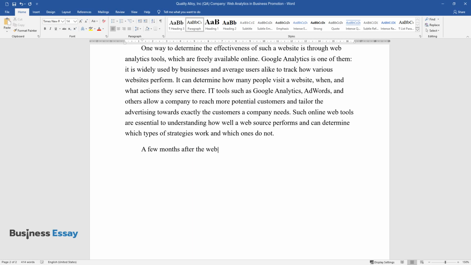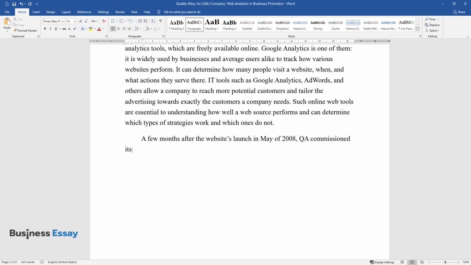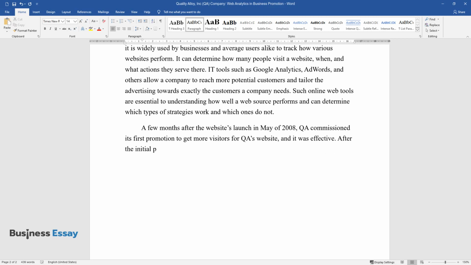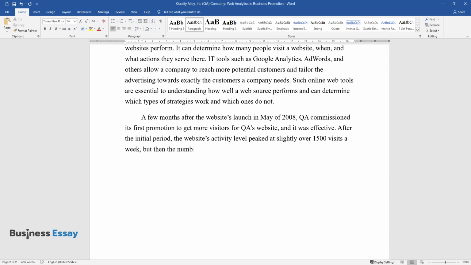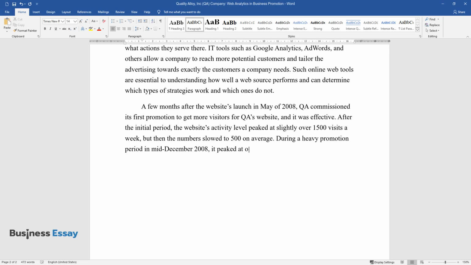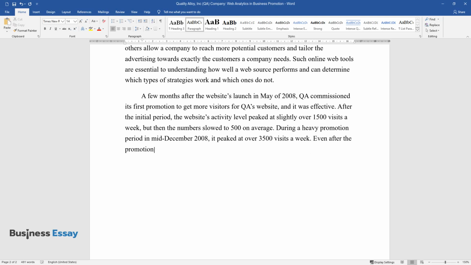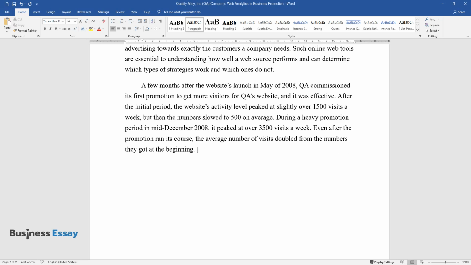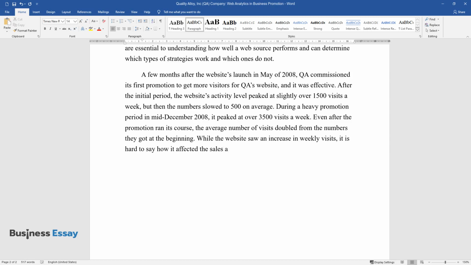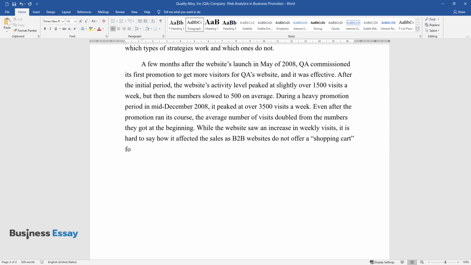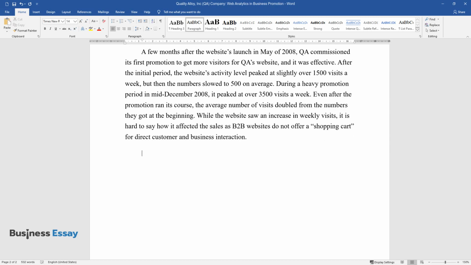A few months after the website's launch in May of 2008, QA commissioned its first promotion to get more visitors for QA's website, and it was effective. After the initial period, the website's activity level peaked at slightly over 1,500 visits a week, but then the numbers slowed to 500 on average. During a heavy promotion period in mid-December 2008, it peaked at over 3,500 visits a week. Even after the promotion ran its course, the average number of visits doubled from the numbers they got at the beginning. While the website saw an increase in weekly visits, it is hard to say how it affected the sales as B2B websites do not offer a shopping cart for direct customer and business interaction.